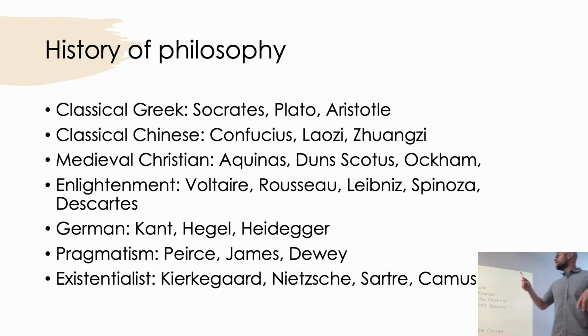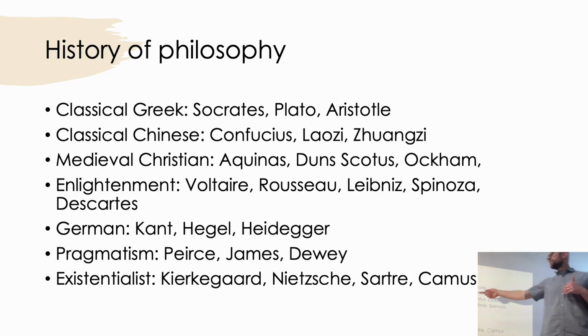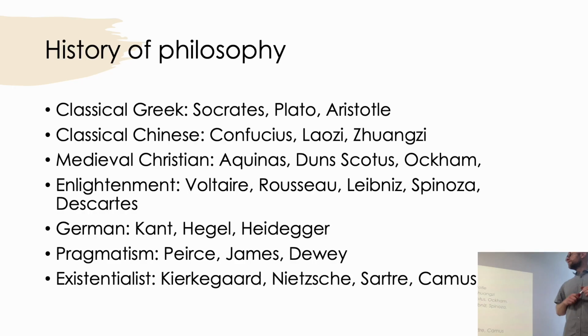Then you have the Renaissance, and then after the Renaissance, you have people that are considered part of the Enlightenment, which include Voltaire, Rousseau, Leibniz, Spinoza, and Descartes. And then you have this German Romantic kind of period in the 19th century: Kant, Hegel, Heidegger, and pragmatism. This school here we'll be talking about at some length at the end of the course.